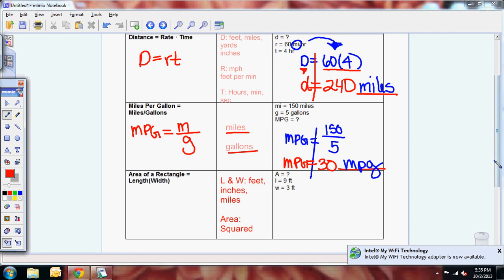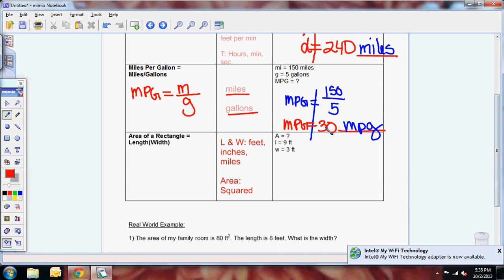All right, and our last formula is our area formula. So this is usually dealing with rooms or maybe like a garden that you have in the backyard. It's how you find the area of a rectangle. So how much space is in that rectangle. So to do that, you're going to have area equals length times width. So length and width can usually be feet, inches, miles, whatever you want it to be.